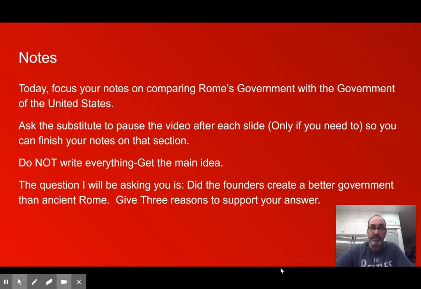Okay, so as you take notes, I'll jump back and forth between the Roman government and the American government. Ask the substitute to pause video when you need to. Don't pause it after every slide because that's way too much. But only when you need to, so you can finish the notes on that section. Don't write everything; just get the main idea. When you pause the video, talk to each other. Say, okay, what's on this? What do we need? And share your notes with each other.